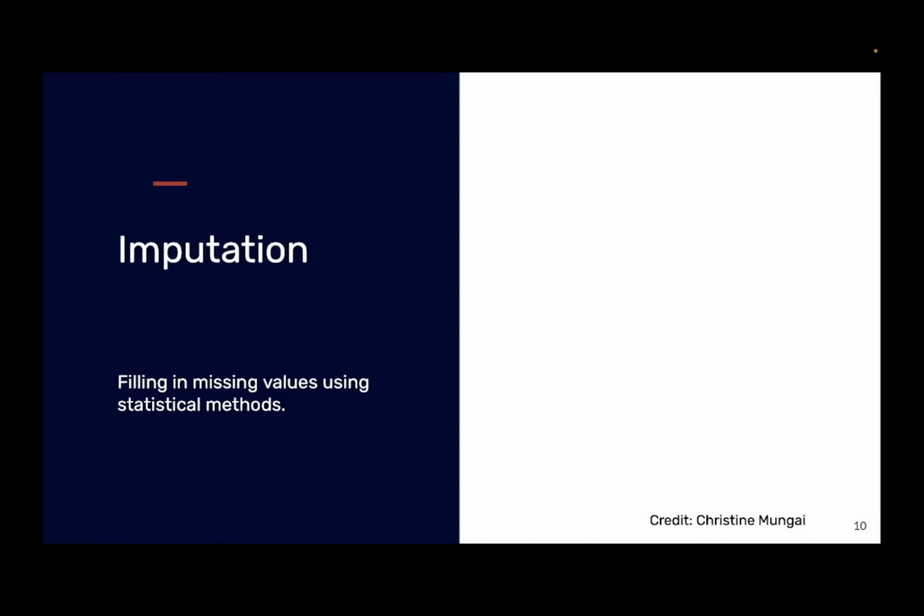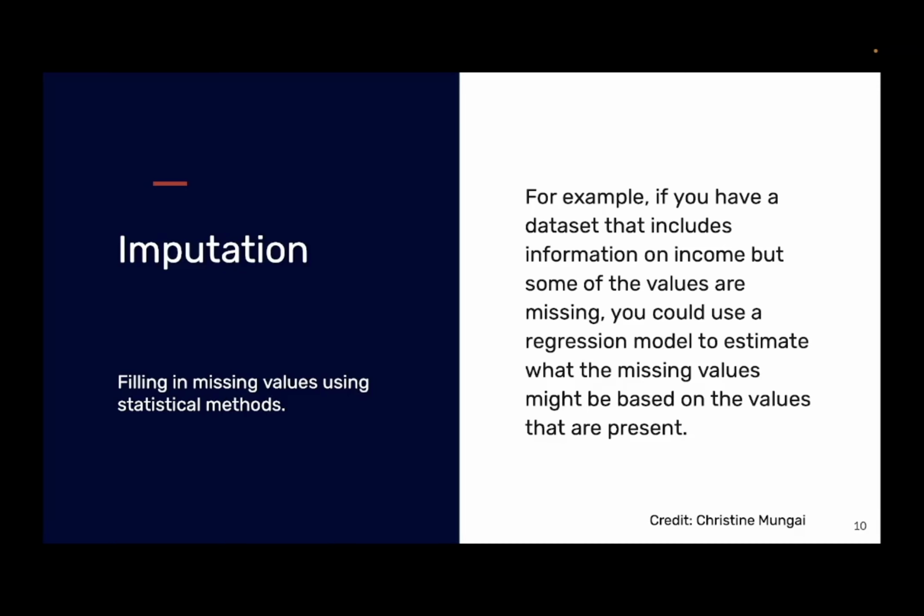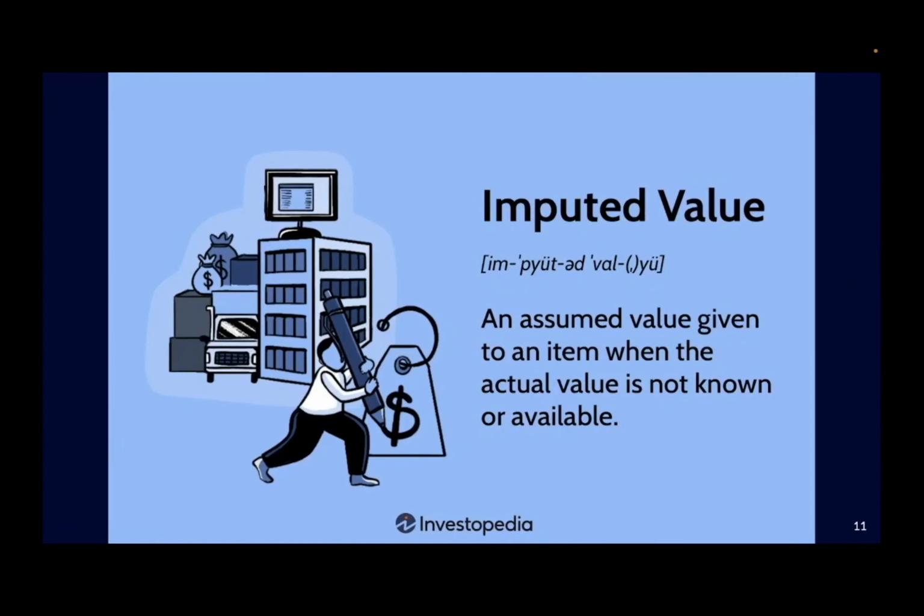Next, there's imputation. This is filling in missing values using statistical methods. For example, if you have a dataset that includes information on income, but some of the values are missing, you could use a regression model to estimate what the missing values might be based on the values that are present. Imputed value. This is an assumed value given to an item when the actual value is not known or available.